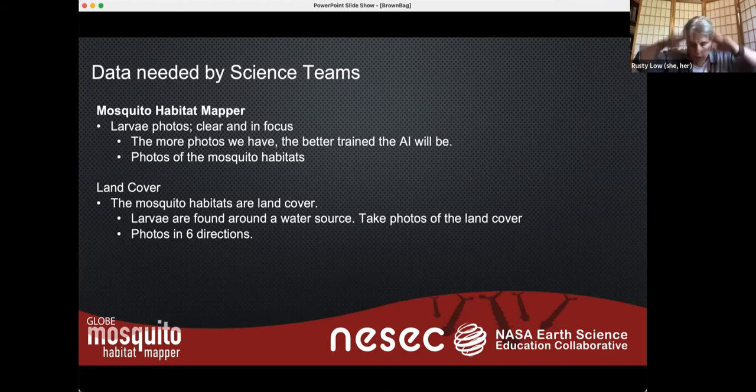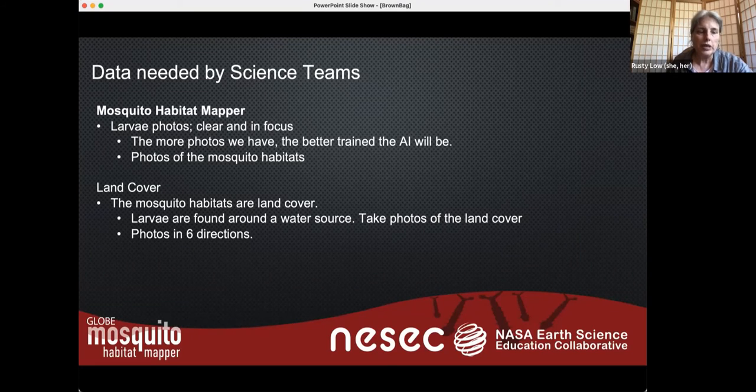So if you take a picture going down, you're only seeing one view. So if you were able to take a probe or a toothpick or a little brush and sort of move around a larva, flip it over, or just change its position, you'll be able to see some other features that might be very useful. And especially we want to see those hairs and close-ups of the head, the thorax, and the tail end. And so, like I said, you can take up to 9 and they'll be stored in the app. So that's really great. For land cover, we want to have pictures of land cover in 6 directions: north, south, east, west, up and down.